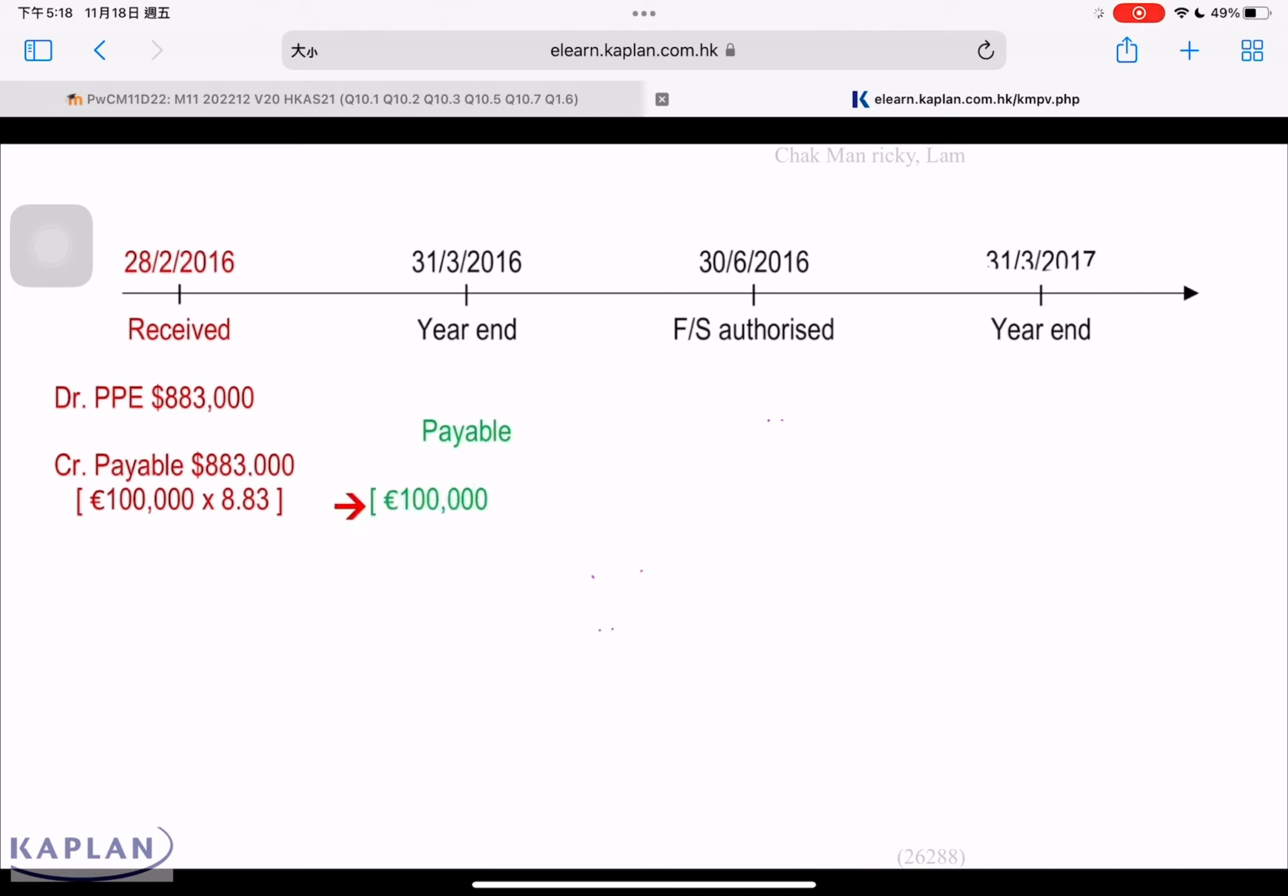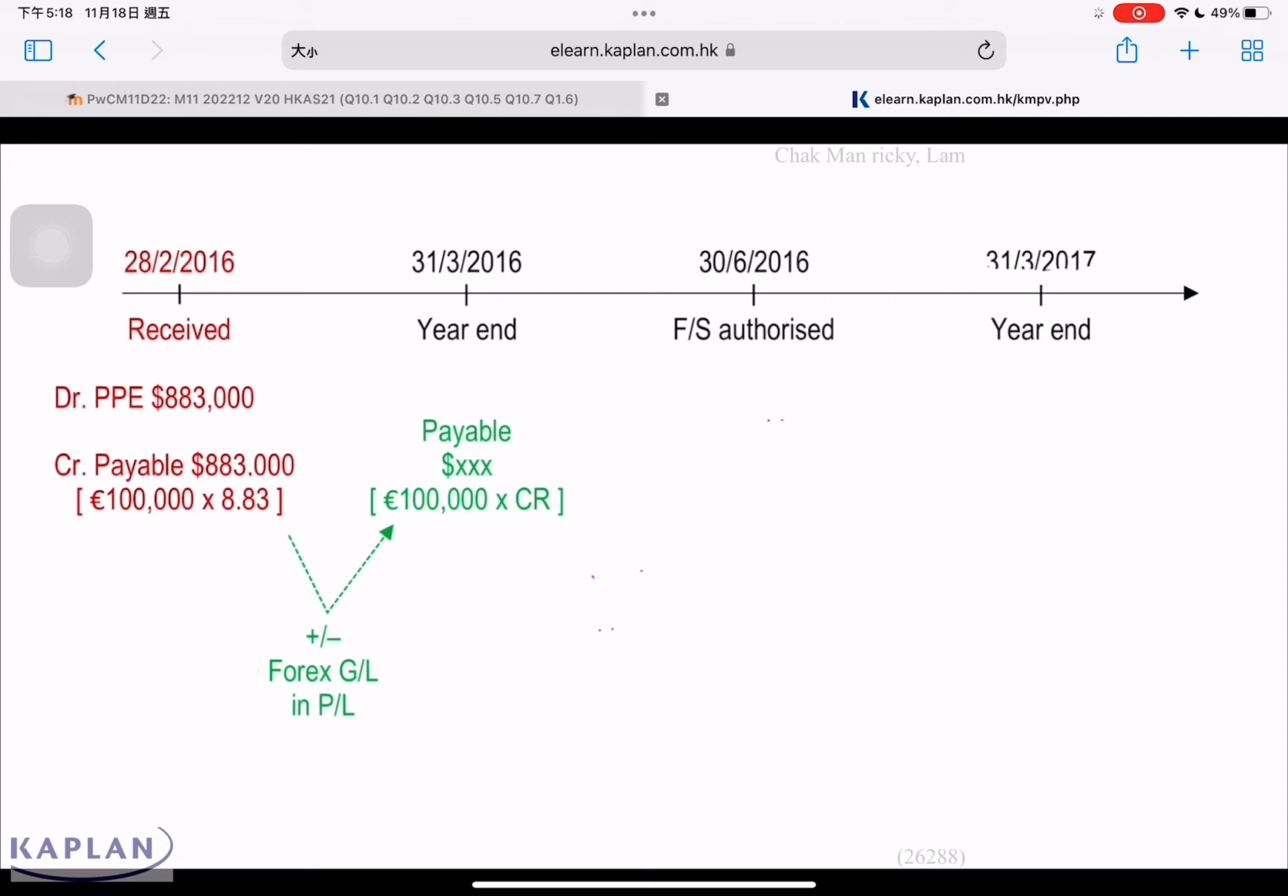Euro 100,000. Based on the question, they did not give us the exchange rate at the year end. This will be translated using the closing rate, X dollar. Any difference between the 883,000 and the remeasurement amount at the year end, plus or minus, is considered a forex gain or loss. This forex gain or loss must be recognized in P&L.